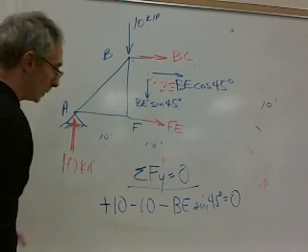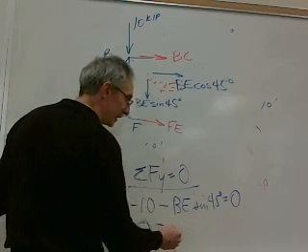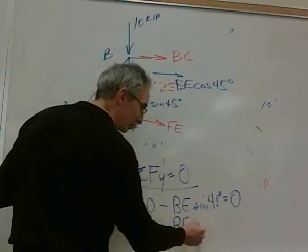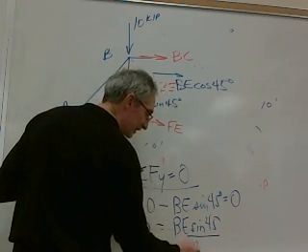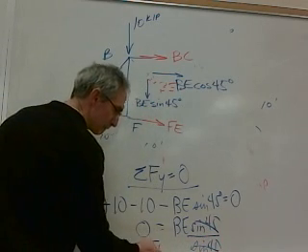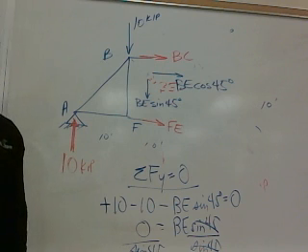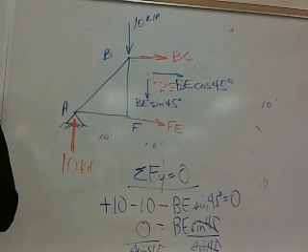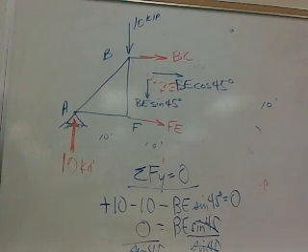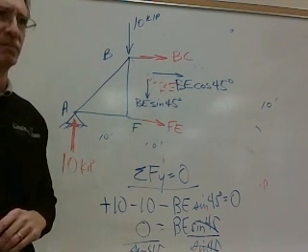Plus 10 minus 10 gives me 0. I'll take minus BE sine, bring it to the other side, it becomes positive. What can you tell me about BE? It's equal to 0. BE equals 0. So once you get rolling with this concept of method of sections, this was a problem that you could solve very, very quickly using one equation of equilibrium. All right?